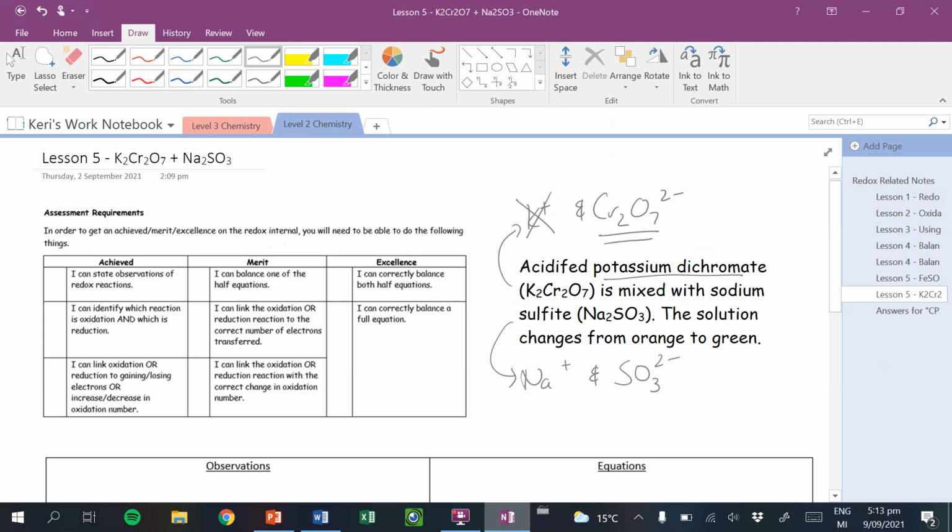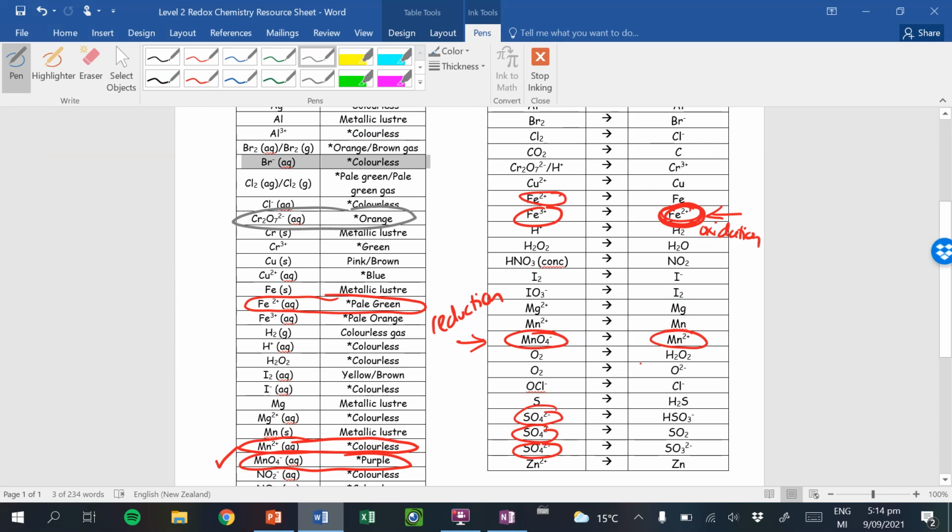And when I look at my sheet, it's going from orange to green, which is useful because then I can use that information to help find what I have. So that's what the orange is.